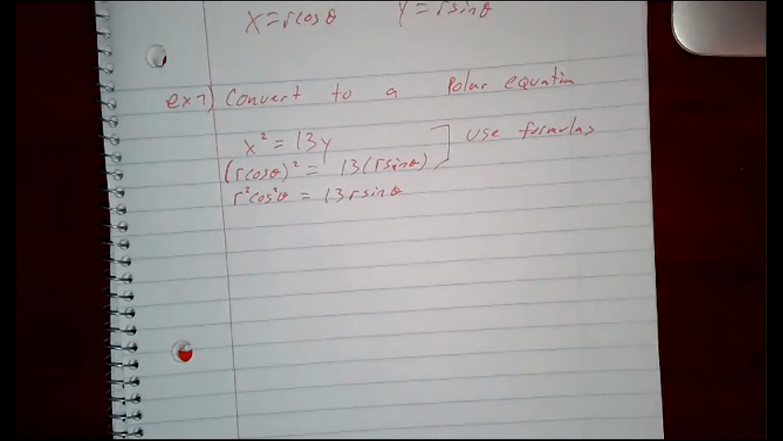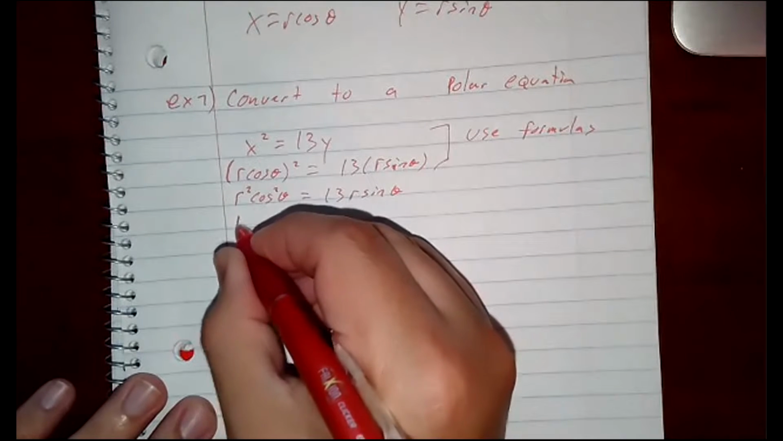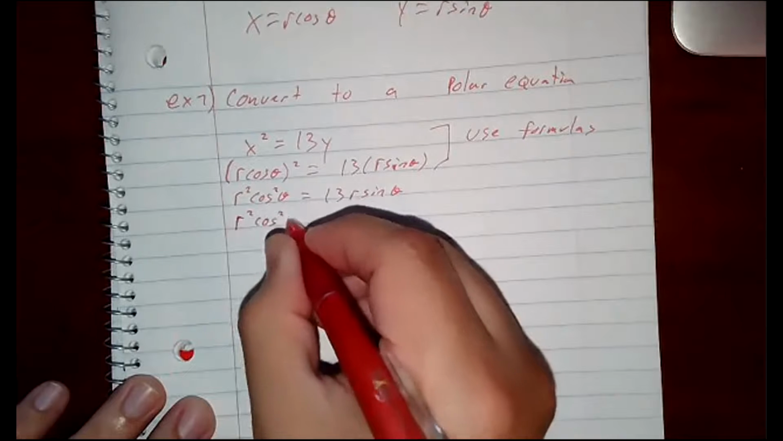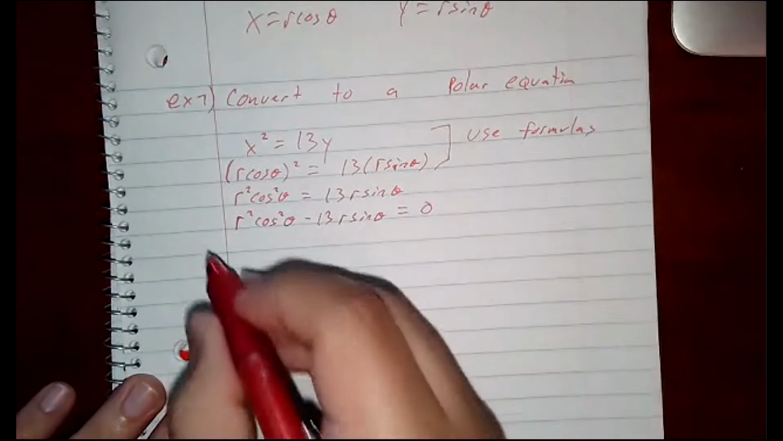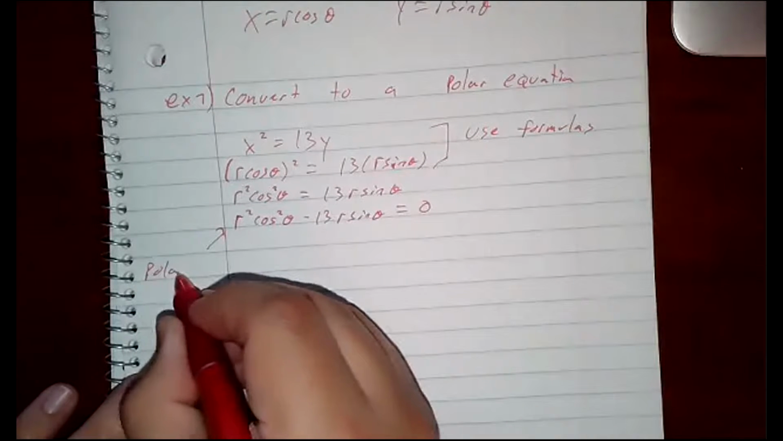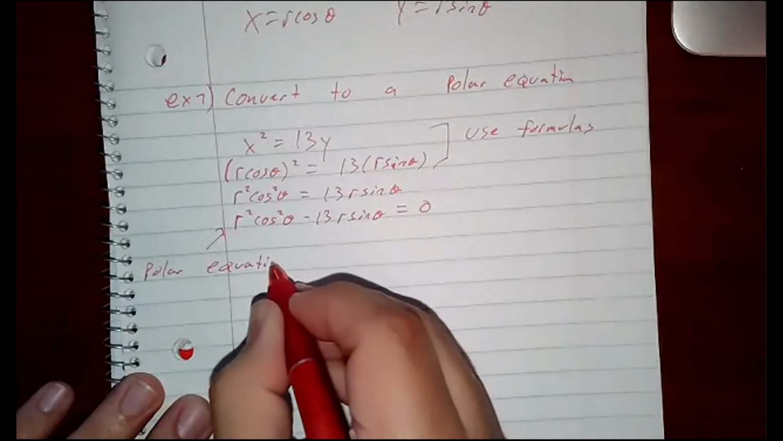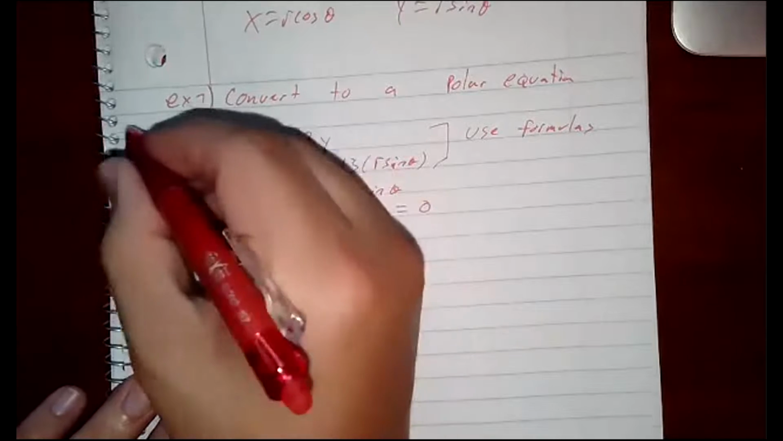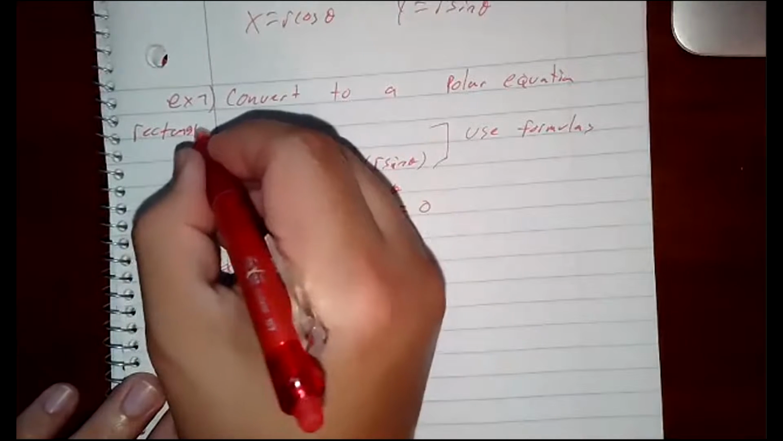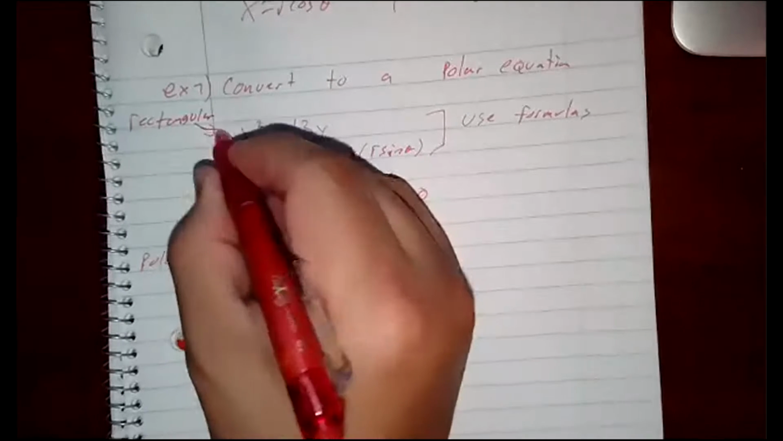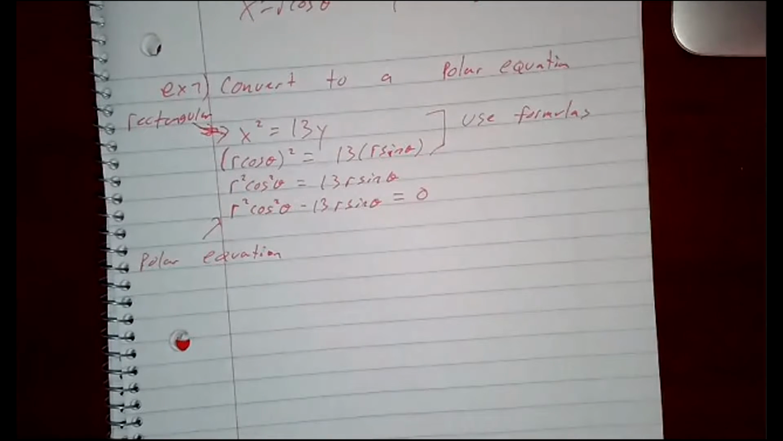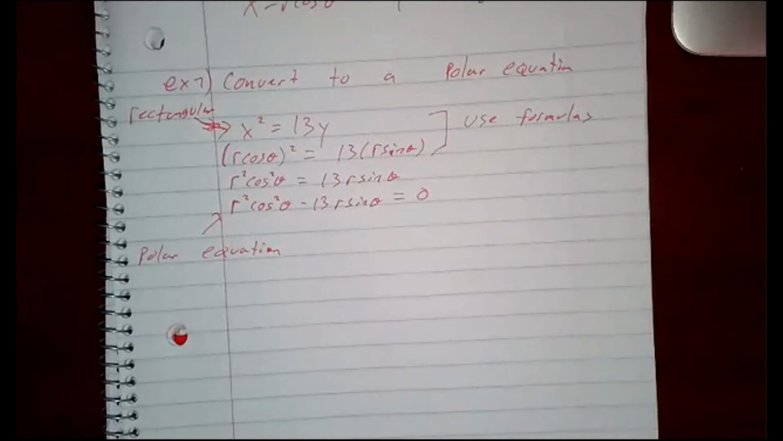At this point, you try your best to see if you can simplify it, but sometimes you can't, and this is the best it's gonna get. So I'm gonna just set it to 0 and call it a day. So this is my polar equation, and this was my rectangular. Are there any questions about this problem?